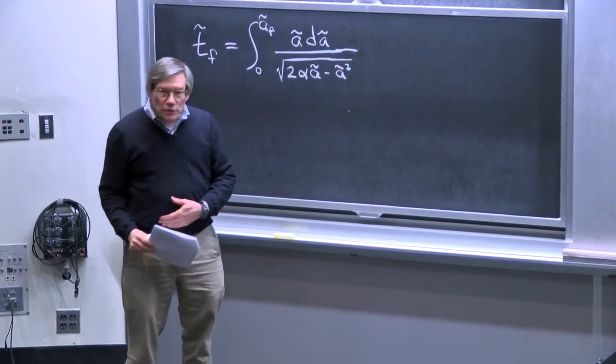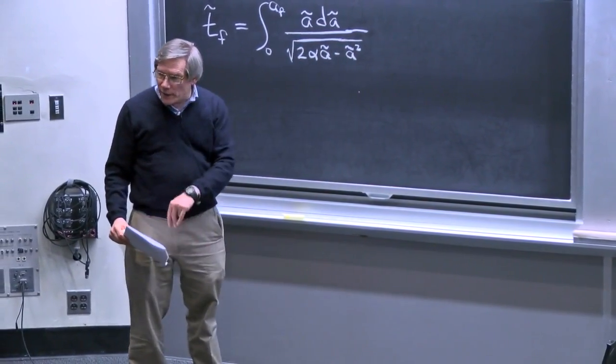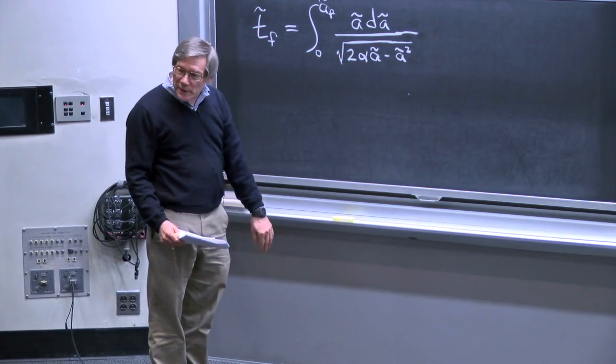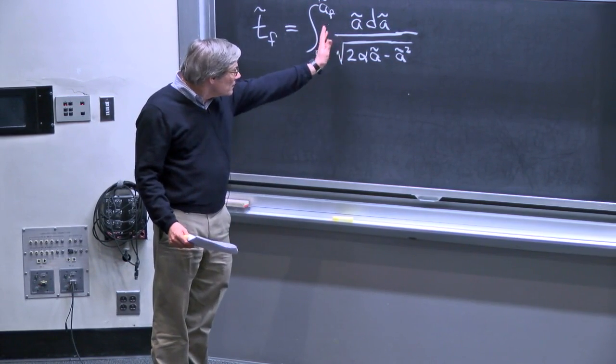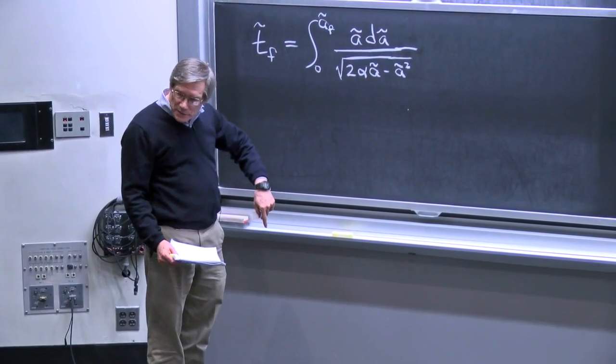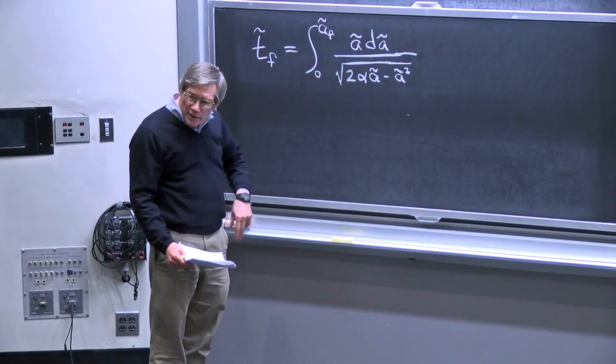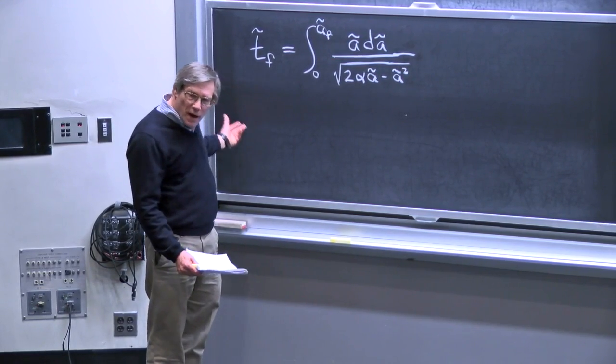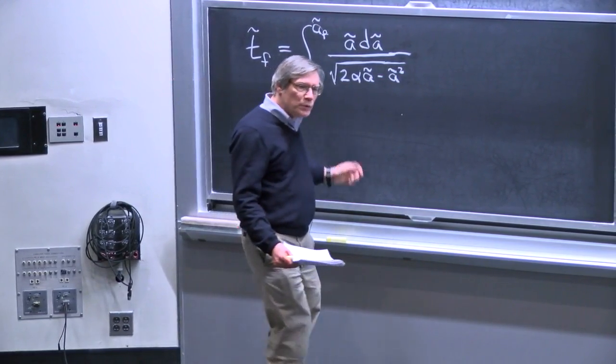OK, so what we'd like to do now is to carry out the integral on the right-hand side. Ideally, what we'd like to do is to carry out the integral on the right-hand side and get some function of a tilde f. And then we'd like to invert that function to be able to write a tilde f as a function of time. We actually won't quite be able to do that.